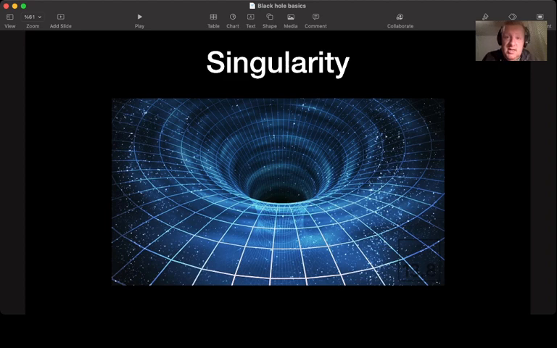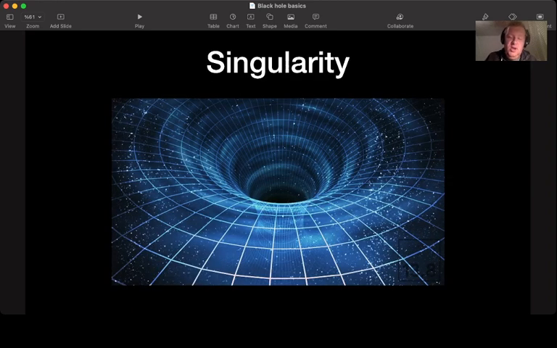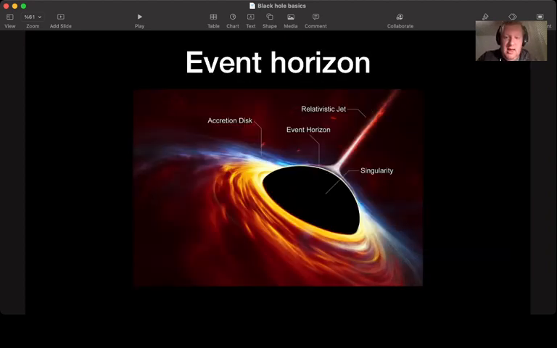So my favorite part now is the singularity. A singularity is a point at which the derivative of a given function of a complex variable does not exist, but every neighborhood of which contains points at which the derivative does exist. So the thing about the singularity, which is right at the center of the black hole, I brought the picture back here, the singularity bit.